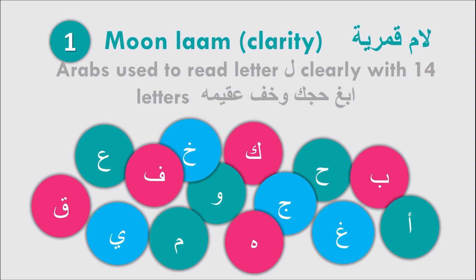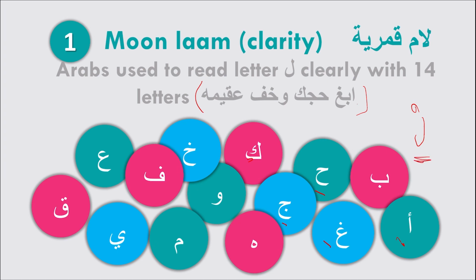Like alif, ba, hamza, ha, ghain, jim, kaf, ha, waw, kha, fa, ha, mim, waw, and ya. And it is gathered together in a few words. It's called ابغ حجك وخف عقيمه. These are the 14 letters for clarity: when these letters come after the lam, they lead it to be a lam sukun, lam qamariya, with clarity like this.